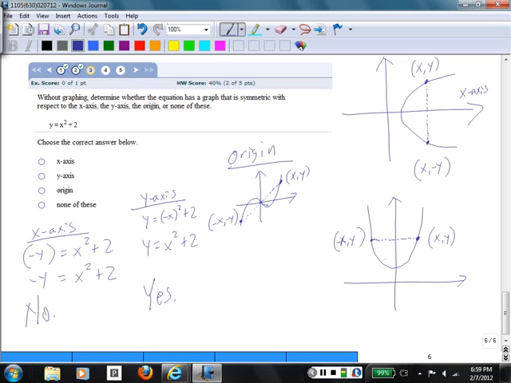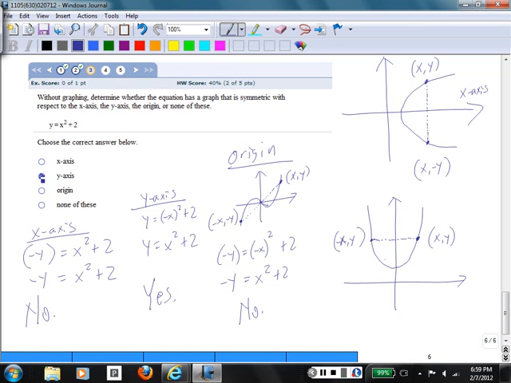So, to test for origin symmetry, we substitute negative x for x and negative y for y at the same time. If we do that here, we'll have negative y equals negative x quantity squared plus 2. We lose the negative on the x because we're raising it to an even power. So we get x squared plus 2, but just plain old negative y. This is not equivalent to the original. If we multiply both sides by negative 1, that's not going to be equivalent to the original. So this is no, and so it's y-axis symmetry only.